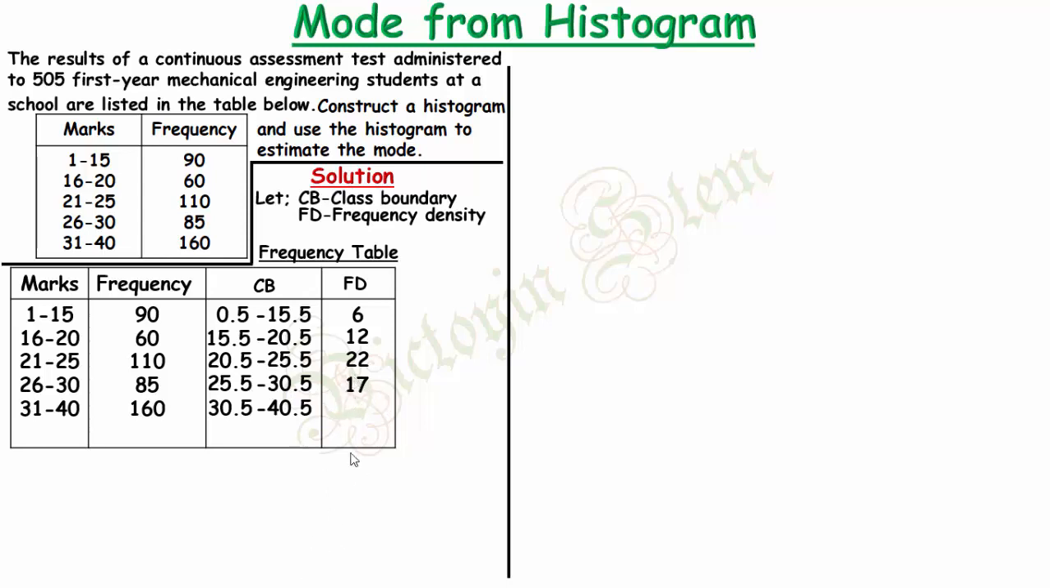I'll clean this up. And then the last value is 160 divided by 10. 160 is the frequency of the fifth class. 10 is the class width of the fifth class. This boils down to 16. I'll write it here. So my frequency density column is set. Same with my class boundary. Now I am prepared to draw my or construct my histogram.